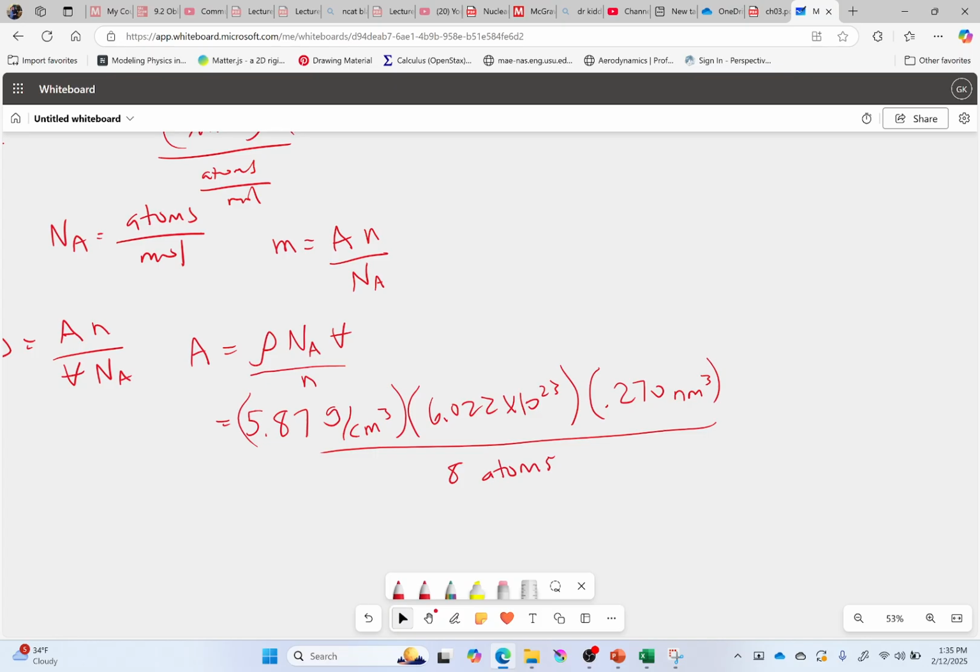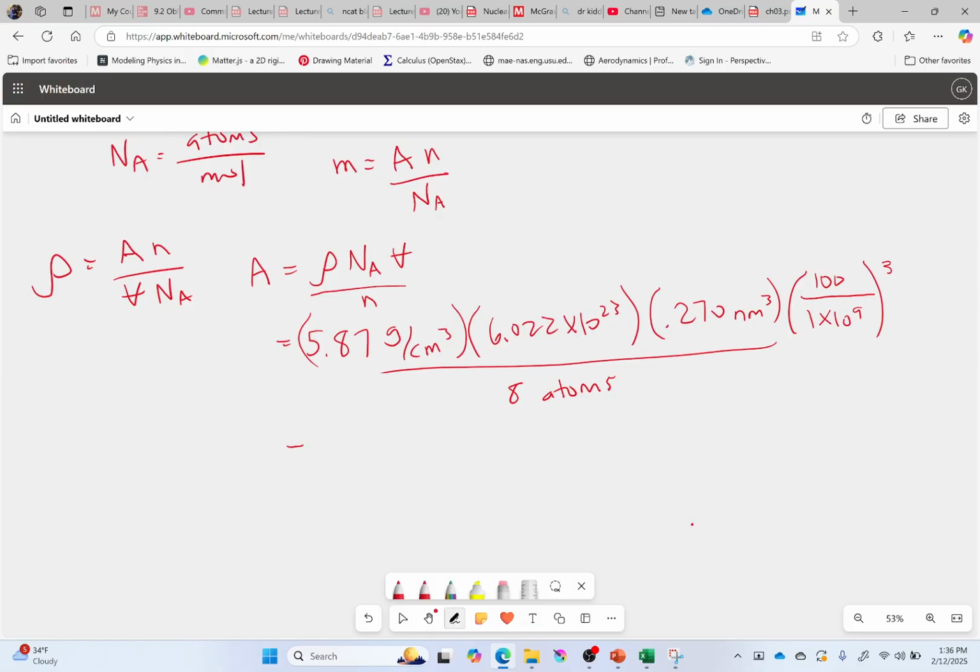So, how do I go from nanometers to centimeters? Well, we'll just do it through meters, and that'll work out a little bit easier on us. So how many centimeters are in a meter? Well, there's 100. And how many nanometers are in a meter? There is 1 billion. So that's the conversion I would have to do 3 times. So with that, I have everything. And so what I'm going to do now is plug that into my handy dandy calculator. And I get 0.458 grams per mole. Yeah, works out nicely.